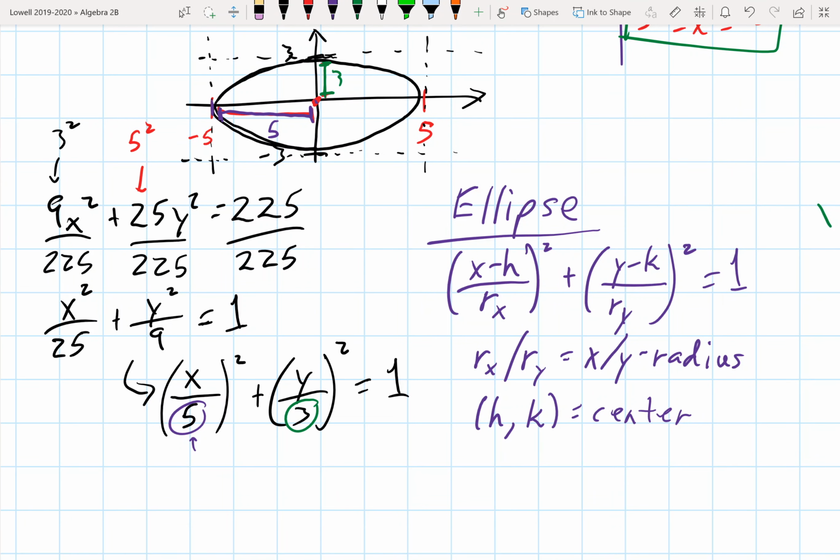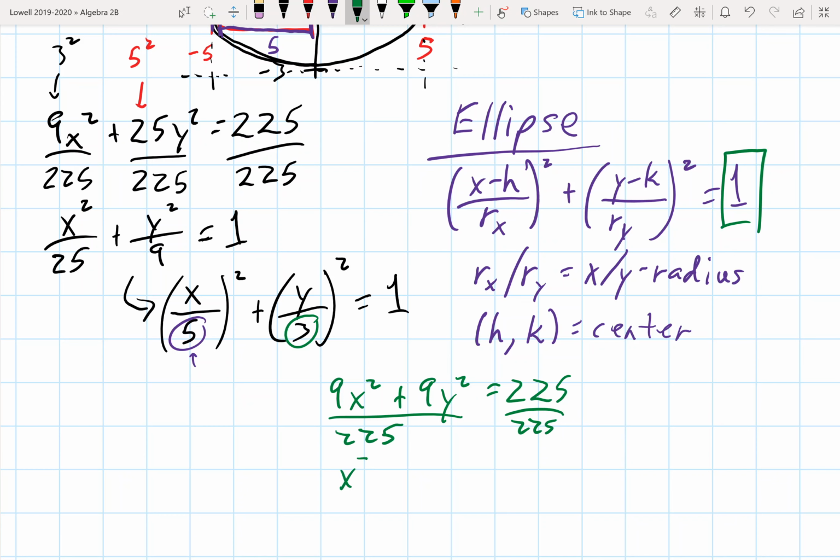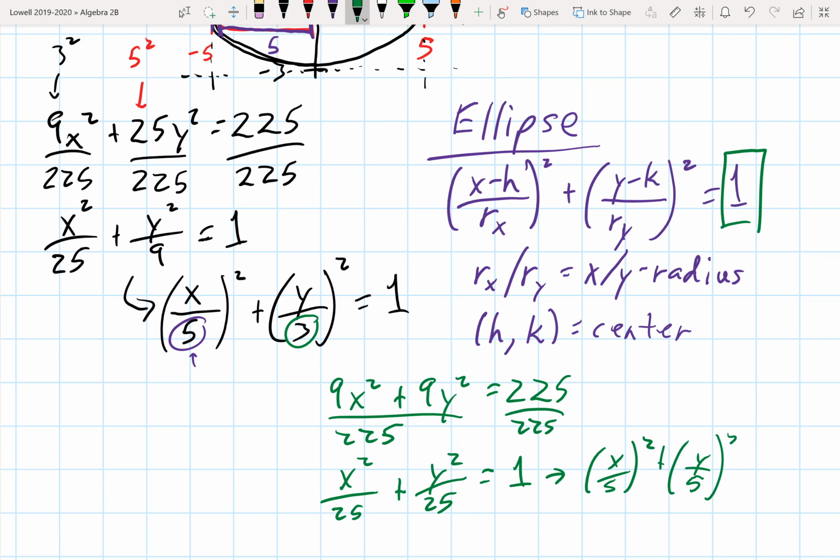Sorry, there was some scratch work over there. Let's go down here. 9x squared plus 9y squared equals 225. What I can do is divide everything by 225, because I want it to equal 1, to make it easy to identify. This is going to be x squared over 25 plus y squared over 25 equal to 1. And so I can see here that I'll have (x over 5) squared plus (y over 5) squared equals 1.